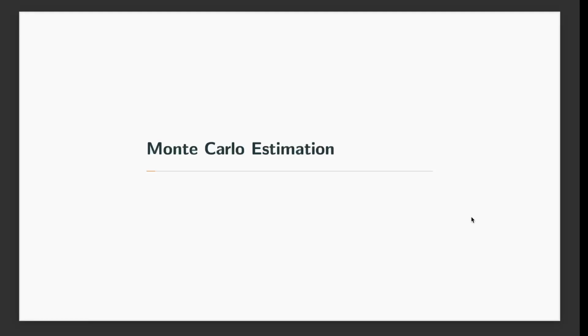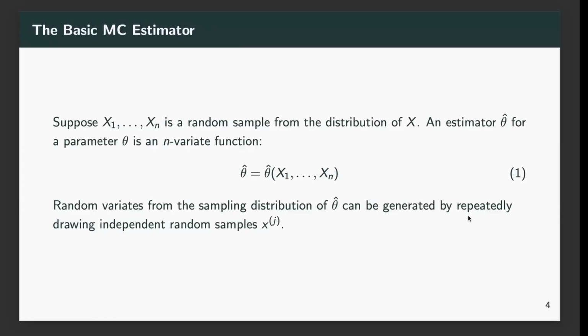Now let's get to the heart of the matter, which is the Monte Carlo estimation itself. Suppose we have a random sample x1, x2, up to xn, drawn from some distribution. The estimator theta hat for the parameter theta would be a function of these n random variables, so theta hat is equal to theta hat of x. Now we want to understand the behavior of this estimator. The first question we would want to ask is, what is the expected value? What is the variance? What is the distribution?